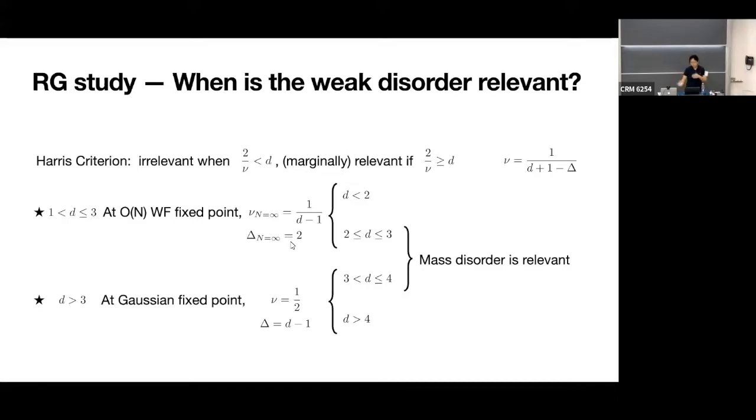So it's easier to do power counting in the infinite n limit. Correspondingly, the critical exponent nu is equal to one over d minus one. So this tells us the mass disorder is relevant above two spatial dimensions. On the other hand, at the Gaussian fixed point, because it's free, the lowest singlet operator has scaling dimension d minus one. This corresponds to the critical exponent nu equal to one half, and this leads to the disorder being relevant below four spatial dimensions. So in total, the mass disorder is relevant between two and four spatial dimensions.